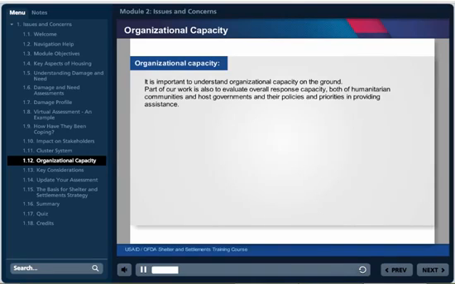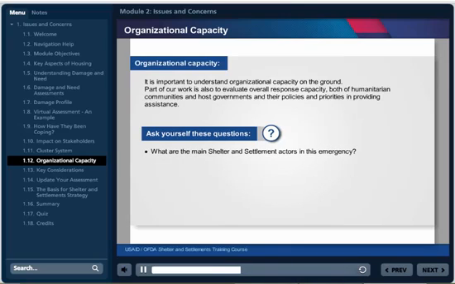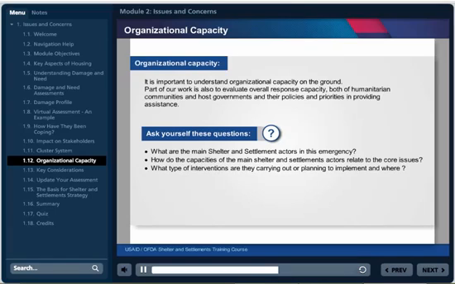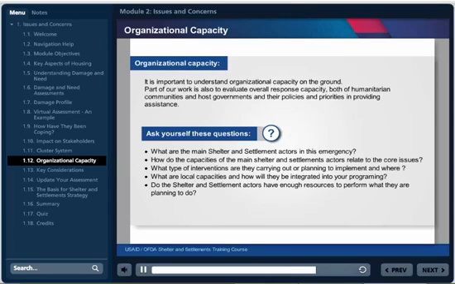Part of our work is also to evaluate overall response capacity, both of humanitarian communities and host governments, and their policies and priorities in providing assistance. Questions such as the following should be answered. What are the main shelter and settlement actors in this emergency? How do the capacities of the main shelter and settlements actors relate to the core issues? What types of interventions are they carrying out or planning to implement, and where? What are local capacities, and how will they be integrated into your programming? Do the shelter and settlement actors have enough resources to perform what they are planning to do? What are the main gaps in the response? How could your organization contribute towards reducing those gaps?